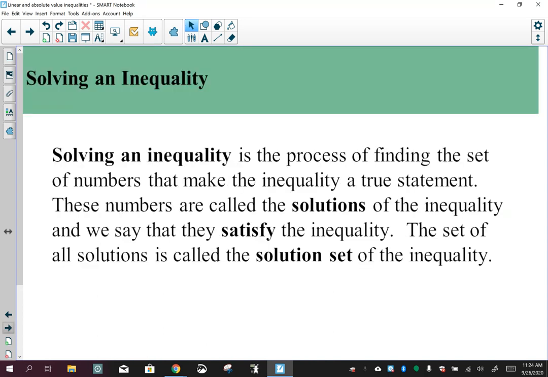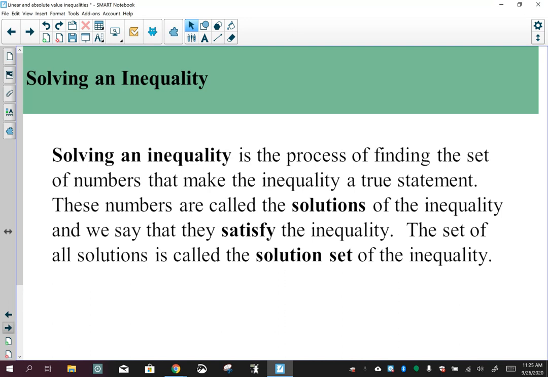Solving an inequality is the process of finding the set of numbers that makes the inequality a true statement. So that's the whole goal. We're going to make true inequality statements. These numbers are called the solutions of the inequality, and we say that they satisfy the inequality. The set of all solutions is called the solution set of the inequality.